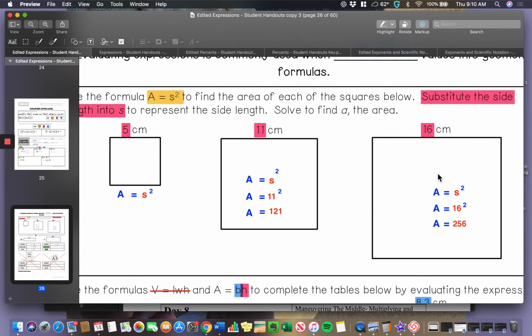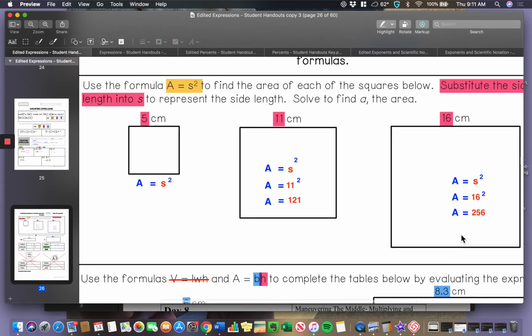Alright, the same thing here. I need to substitute the side length that's given into my formula for the area of a square. So I can take 16, substitute it in for s. Now I have 16 squared, and 16 squared is 256.